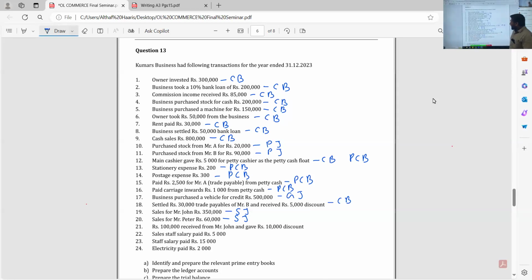Rupees 100,000 received from Mr. John and a discount of 10,000 given. So this is connected with the cash book, money. Staff salaries paid, again connected with money, cash book.